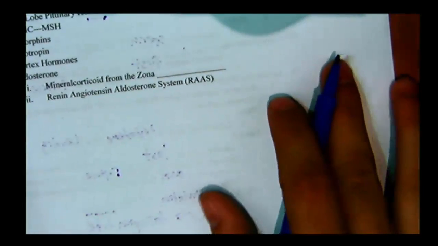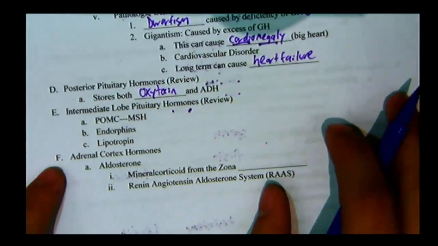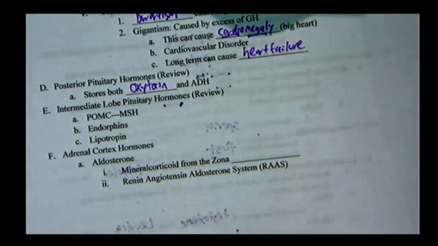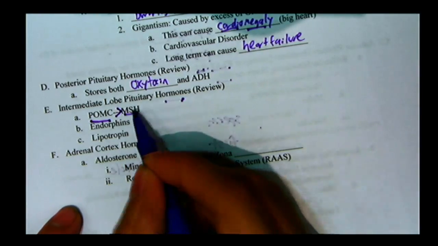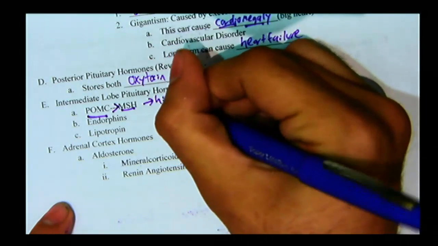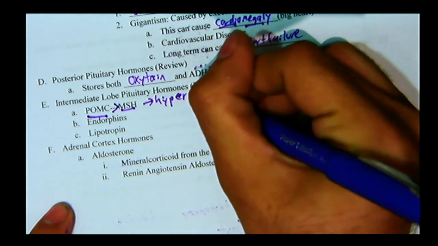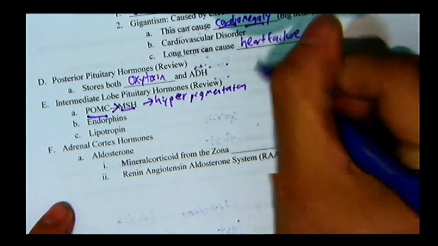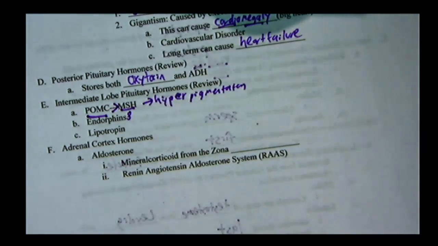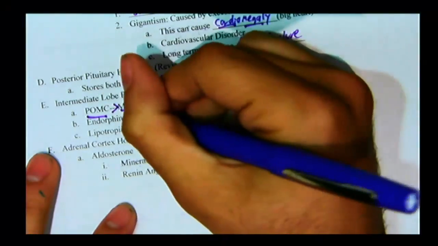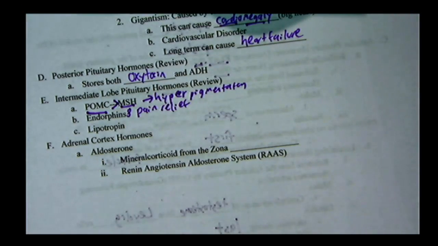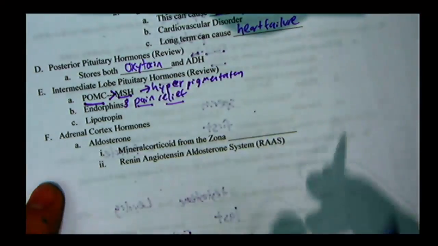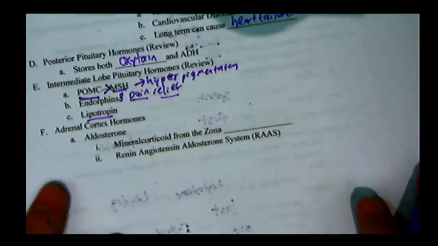Okay, so now we're at the intermediate lobe. We talked about this already, but POMC causes the release of MSH, which can cause hyperpigmentation if irregular. What do endorphins do? Yeah, so it's pain relief. That's why, whenever you go to the gym and you feel good, those are endorphins. That's why people keep going back. Hopefully. And then there's lipotropin. So now we have adrenal cortex hormones. So now we're away from the brain, and we're moving on to the next organ down.